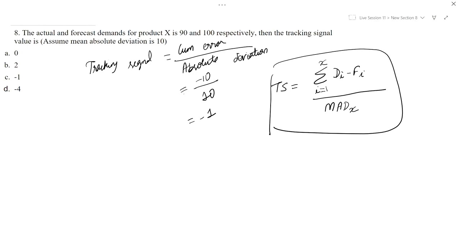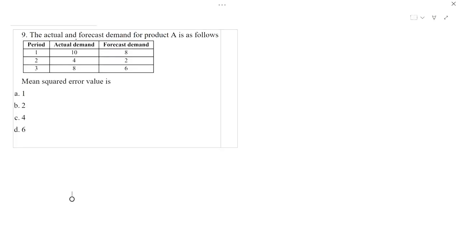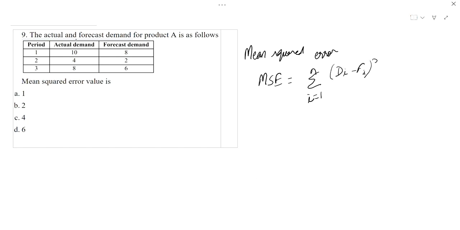Okay, so the next question. The actual and forecast demand for product A is as follows. Here we are given the actual and forecast demand for 3 periods. So we need to find out the mean squared error value. Now, mean squared error, MSE, is equal to the sum from i equal to 1 of di minus fi, whole square, divided by n.